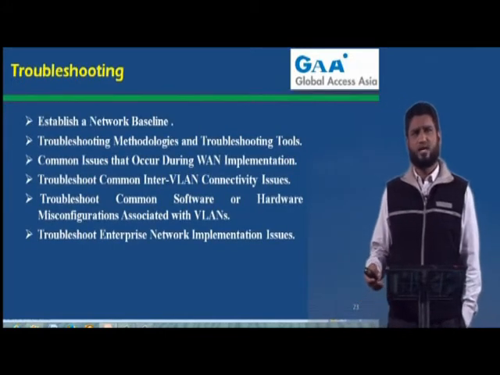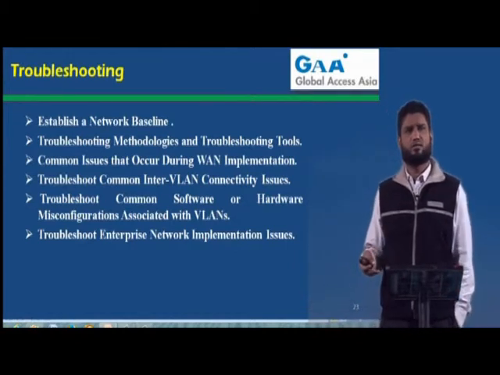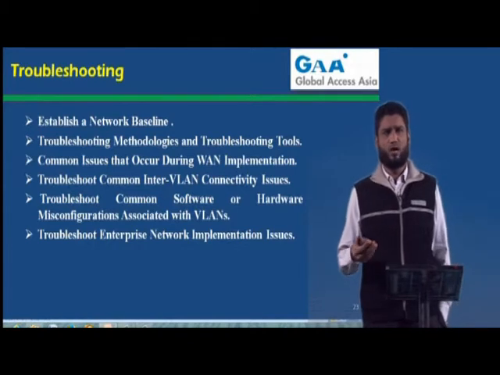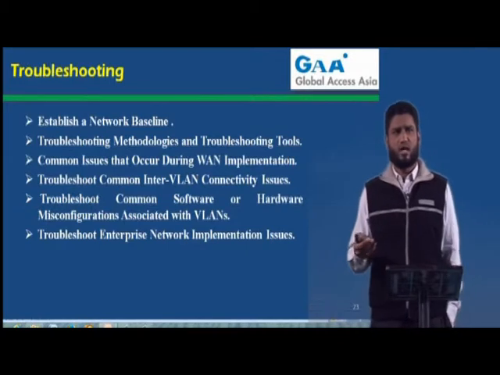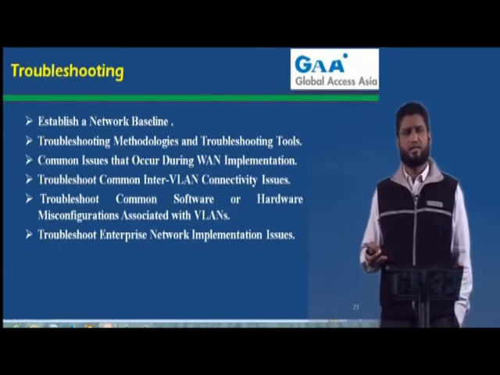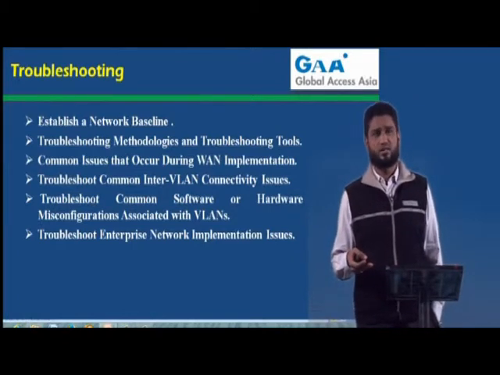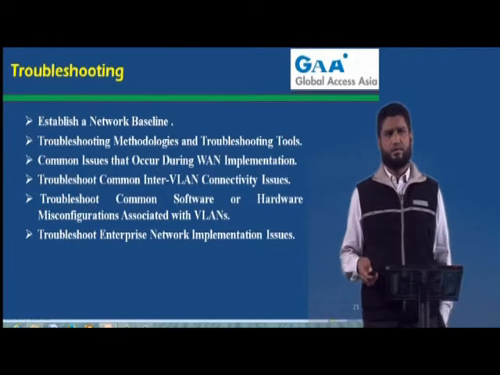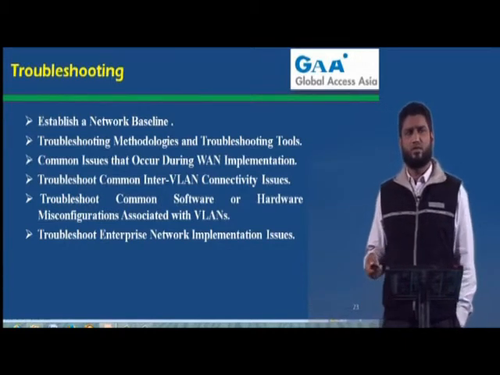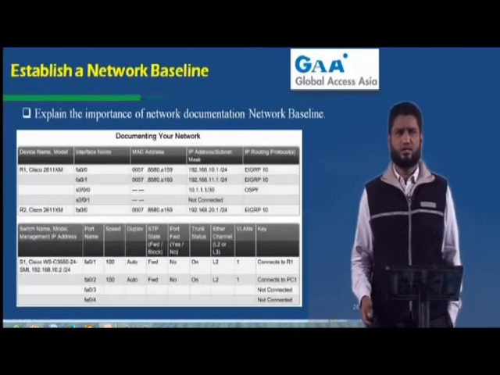Troubleshooting here: we can establish a network baseline. Troubleshooting methodologies and troubleshooting tools. Common issues that occur during wide area network implementation. Troubleshoot common inter-VLAN connectivity issues, and also common software and hardware misconfigurations associated with VLANs. So this type of troubleshooting can be presented here for IP version 6 or IP version 4, in the local area network or wide area network.